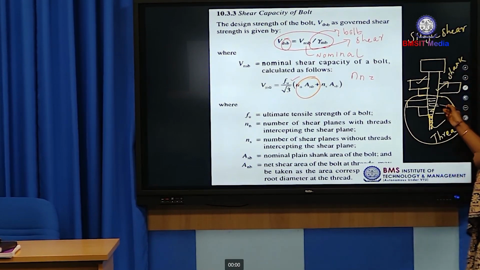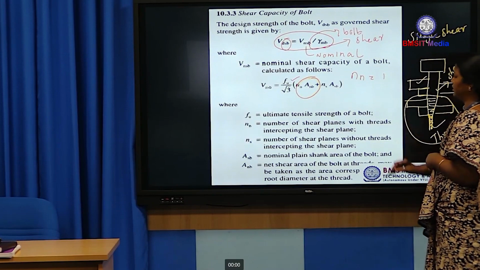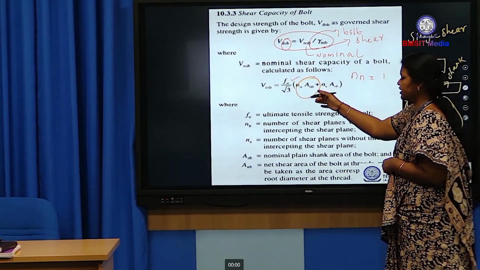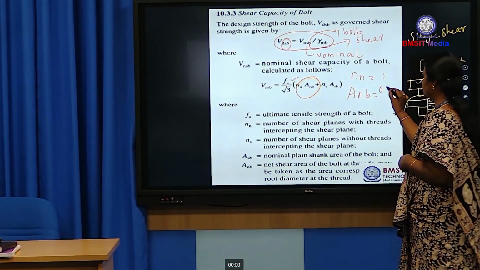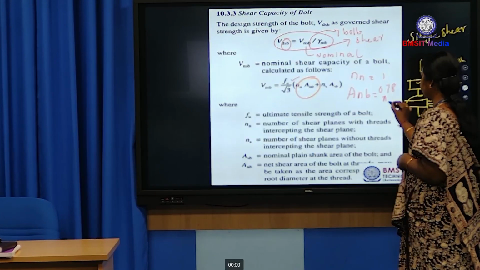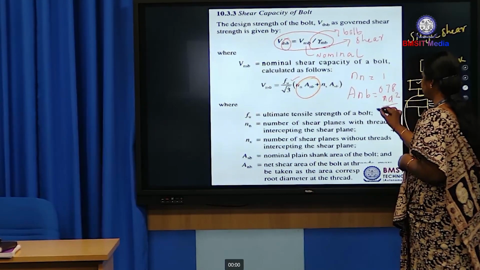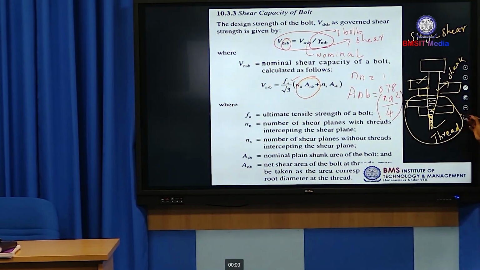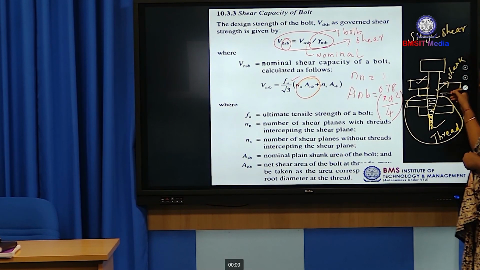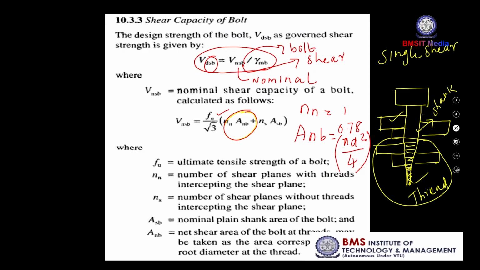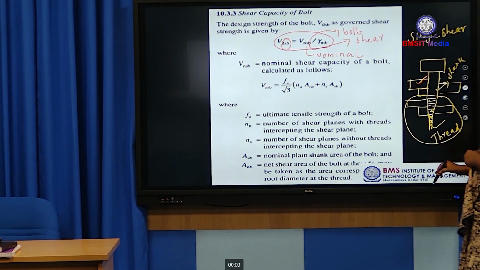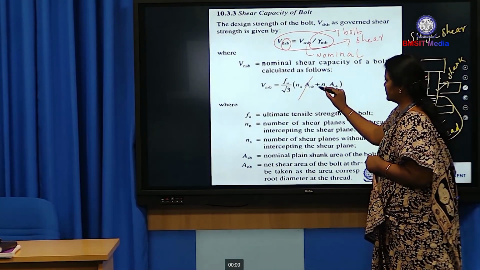So, which means in the lap joint the shear plane is 1. So, consider Nn equal to 1. Anb equal to the net area of the bolt. Already I have explained the Anb, net area of the bolt, equal to 0.78 times pi d square divided by 4. Another example, if the shank portion passes through the shear plane, this term won't come, we have to consider this only.